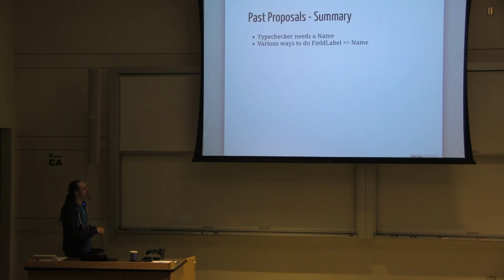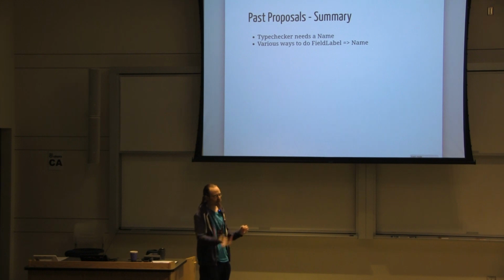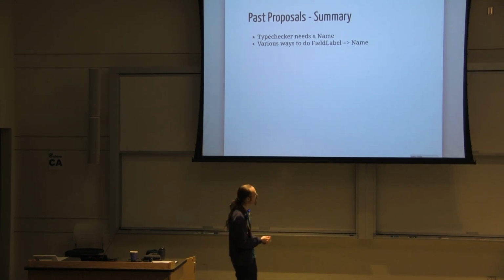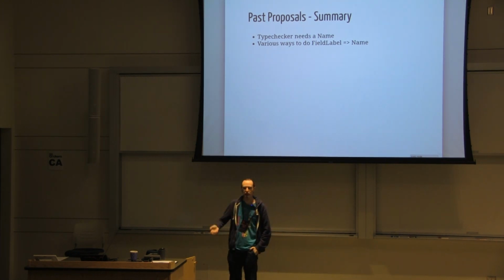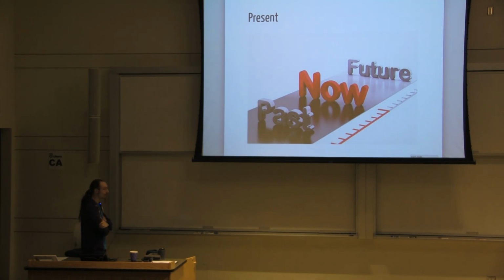So, summary. A type checker needs a resolved name. So you need some way to give the type checker a name so it can run the Hindley-Milner algorithm and give you back a type checked program. So you need some way to actually figure out from the source code which name you actually mean from the AST which it produces. And there's various ways how you can go from the field label, which is mostly just a string, to an actual name and dig that out. Yeah. So this is more or less how the different proposals were like. So now let's see how it actually looks like right now.